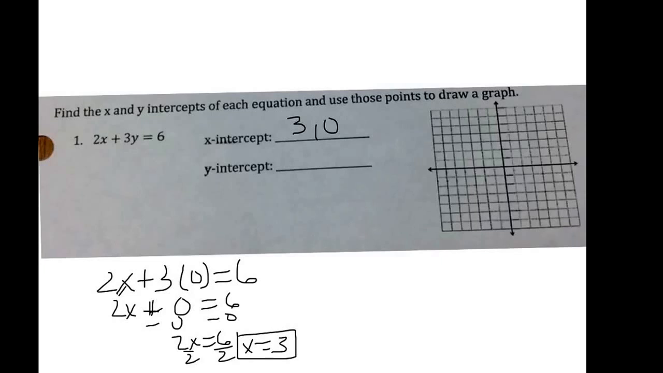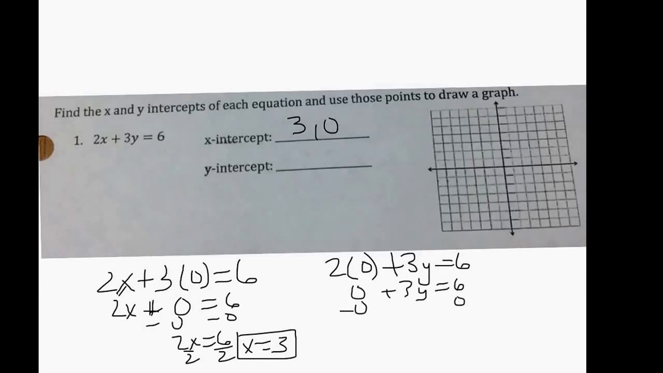For the y-intercept you do the same thing, except you replace the x with 0. So there would be 2 times 0 plus 3y equals 6. 2 times 0 is nothing, plus 3y equals 6. Subtract 0 from both sides. 3y equals 6. Divide both sides by 3, and you get that y equals 2. So our y-intercept is (0, 2).